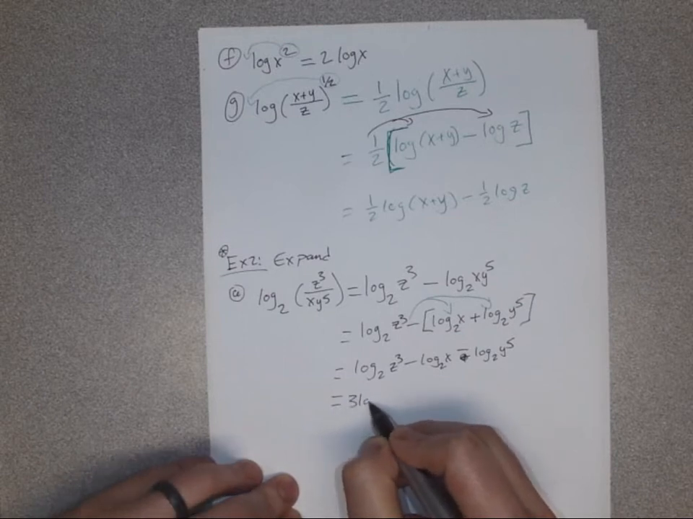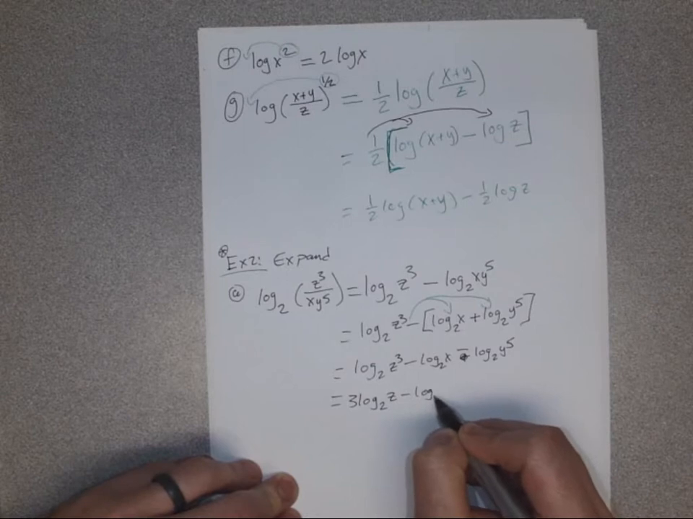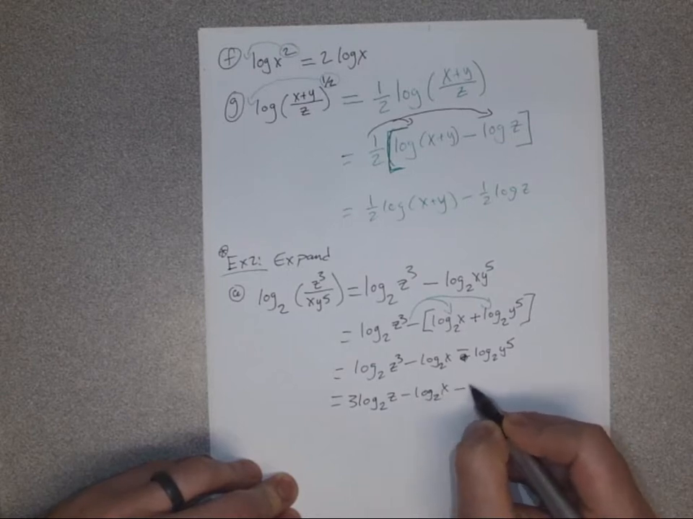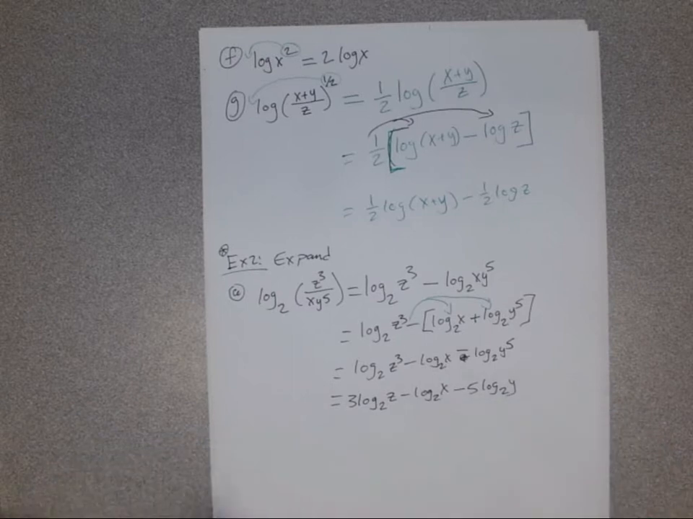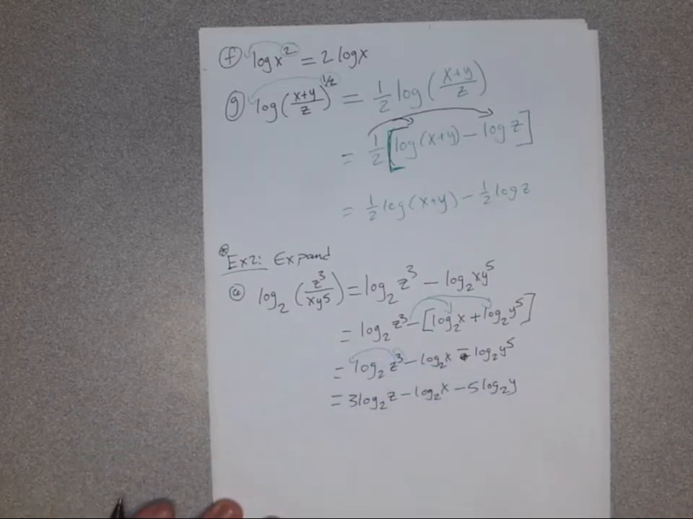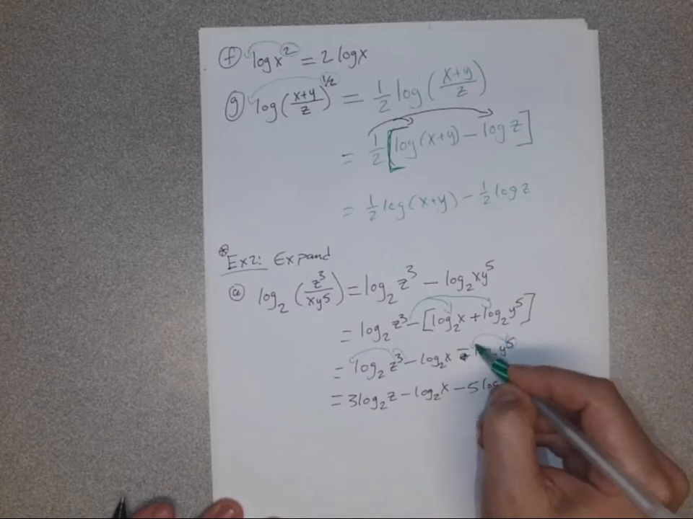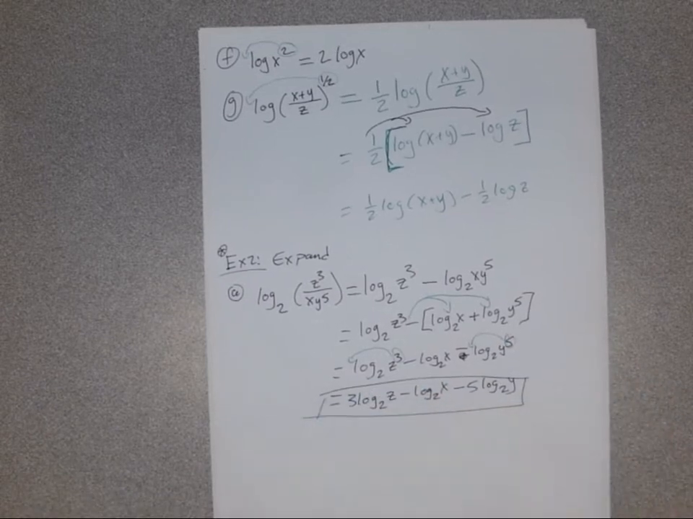So now we have 3 log base 2 of z minus log base 2 of x minus 5 log base 2 of y. So these exponents move to the front of each term, and it stays there at the front of the term. So that's as far as we can expand this one. All right, look for something like that on your test potentially. It'll be a little different than that, but just be prepared.